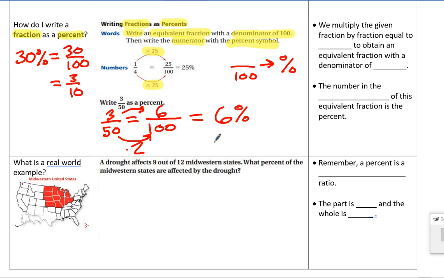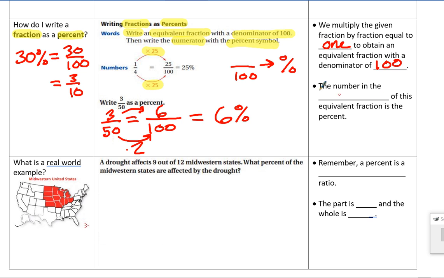Now, in a lot of cases, it is not that easy. They're going to give you weird numbers or weird fractions that don't have obvious ways to get to 100. And so we need to go over that issue. How does that work? So first, before we do that, let's go over this. We multiply the given fraction by a fraction equal to 1, right? Its value is 1, to obtain an equivalent fraction with the denominator of 100. That's how we get into percent mode.